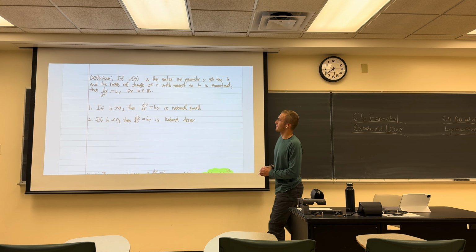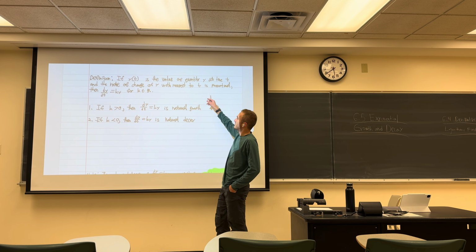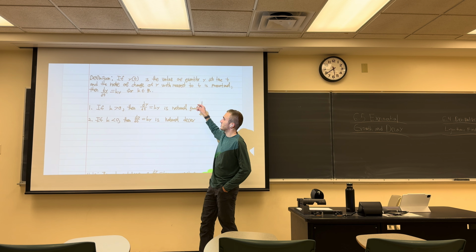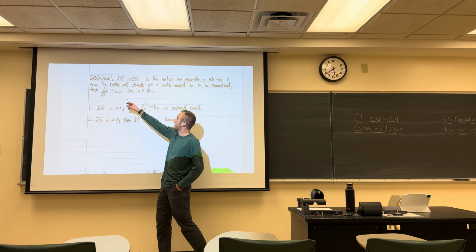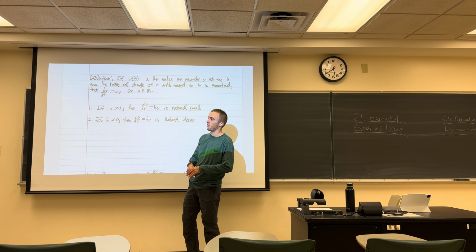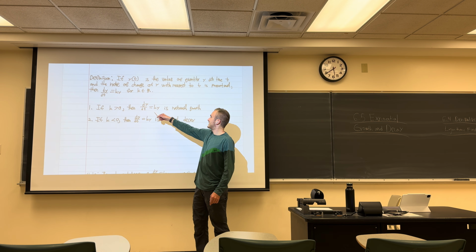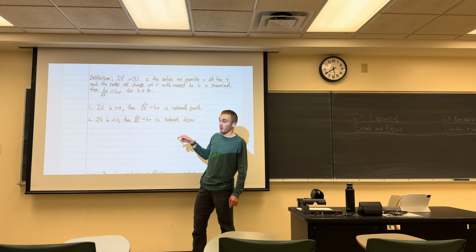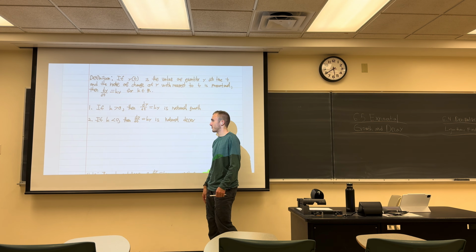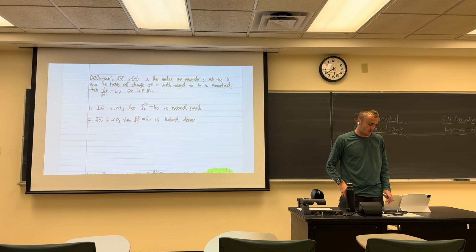So first we see here, if y of t is the value of quantity y at time t and the rate of change of y with respect to t is proportional, then dy/dt equals ky for k in the real numbers. So if k is positive, then dy/dt equals ky is natural growth, and if k is negative, dy/dt equals ky is natural decay. So those are pretty straightforward properties, but we'll be using those later on in a couple of examples.